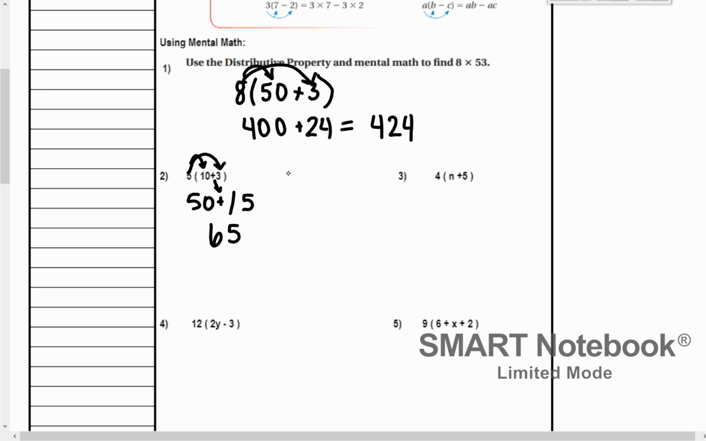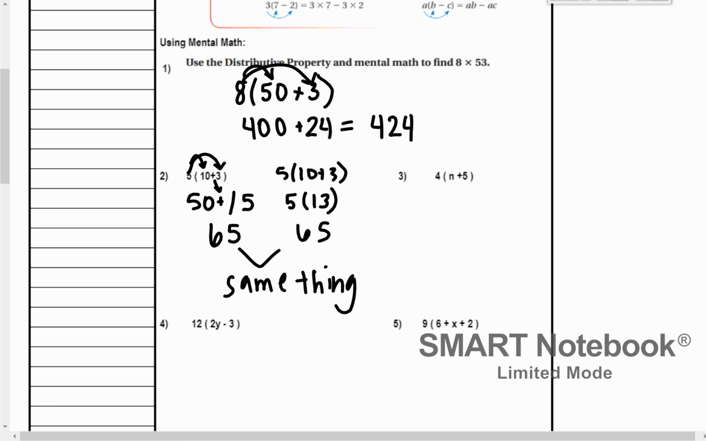Okay, now let's solve it using PEMDAS. Okay, so if we had 5 times 10 plus 3, we would do 5 times 13. 5 times 13 is 65. Those are the same thing. Okay, so we're getting the same exact answer, just a different way.